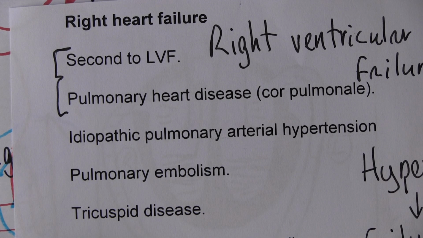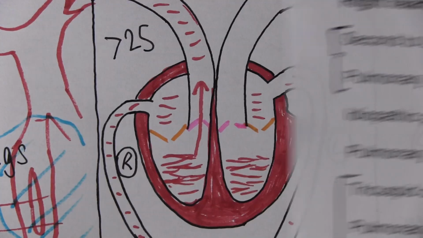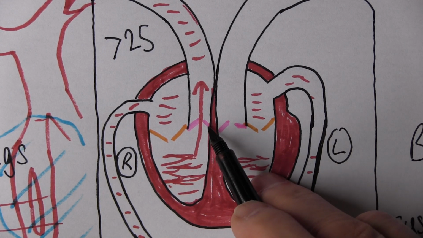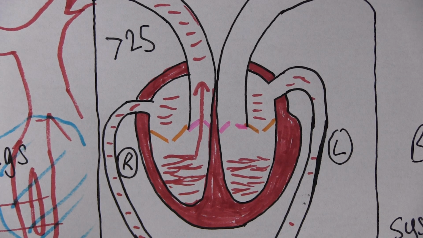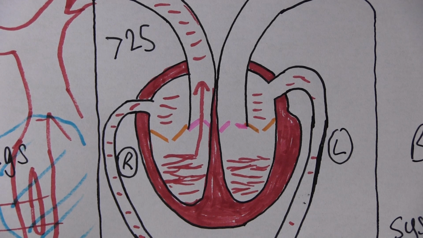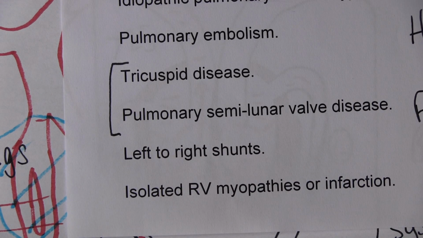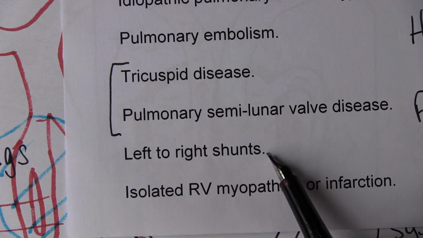We could mention others. The valve disease is probably fairly obvious. So if there's disease of the tricuspid valve here, or the pulmonary arterial valve here in pink in this diagram, then clearly that's going to reduce the efficiency of the pumping mechanism of the right ventricle, because a valve is a structure to ensure one-way flow of blood. You can get isolated right ventricular myopathies or infarction, it does happen. And there can be left to right shunts for congenital reasons or as a result of damage to the myocardium.